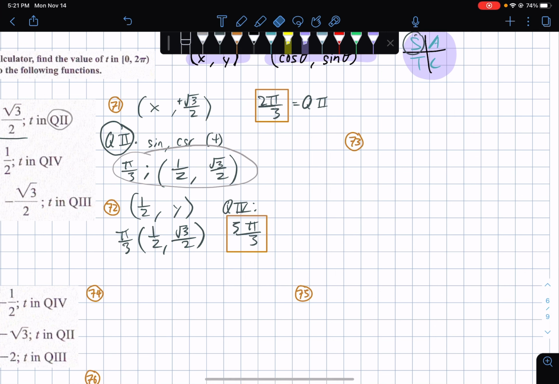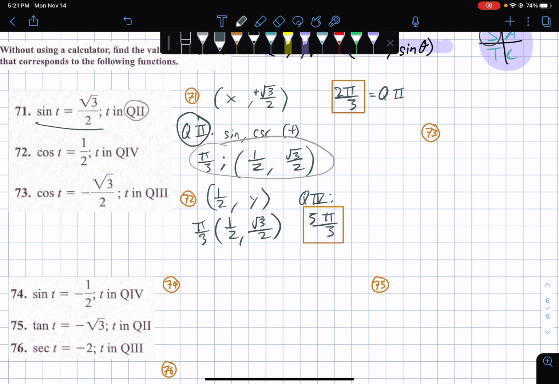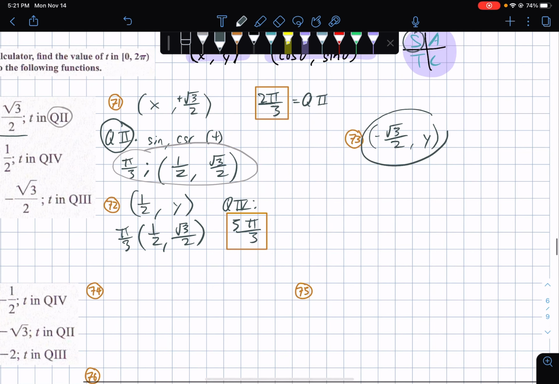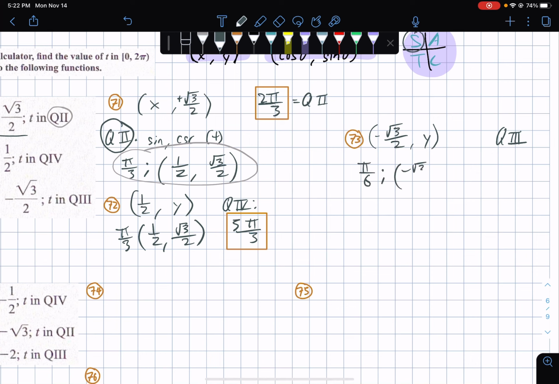Alright. Let's move on to number 73. Given that cosine is negative square root of 3 over 2 and the y value is missing, which is the sine t value, we know that this point is situated in quadrant 3, where both x and y are negative. Because the x value is square root of 3 over 2, we could say that this is pi over 6. Pi over 6 has square root of 3 over 2 and 1/2.